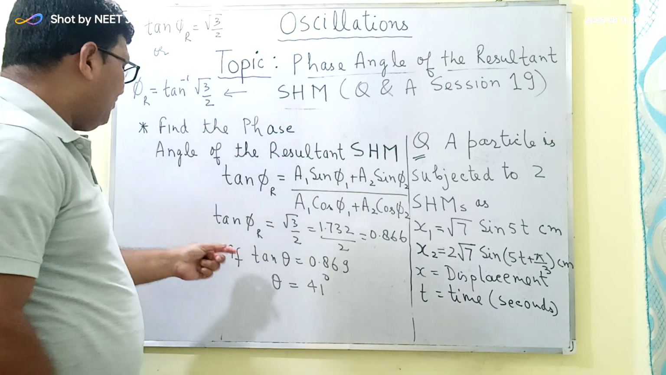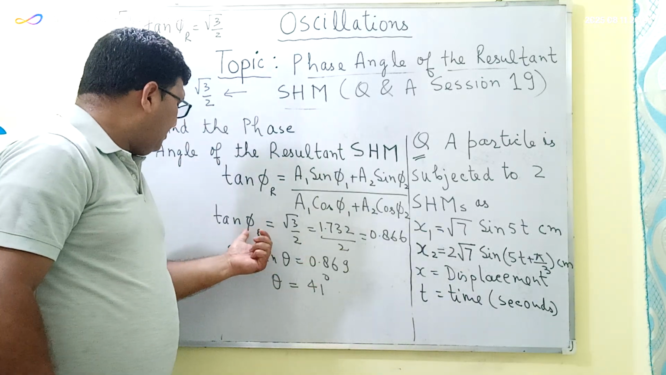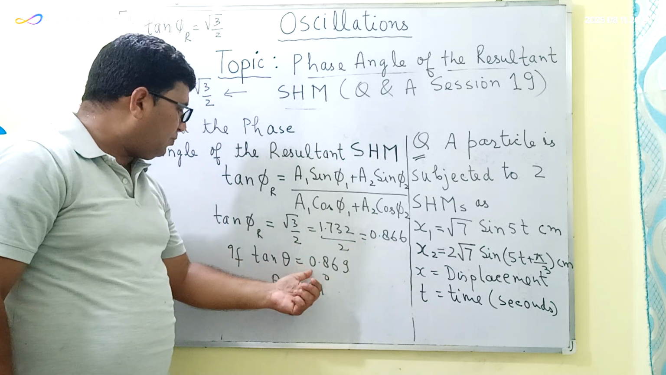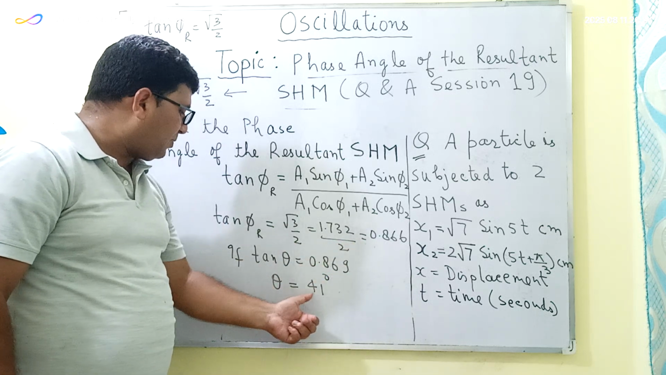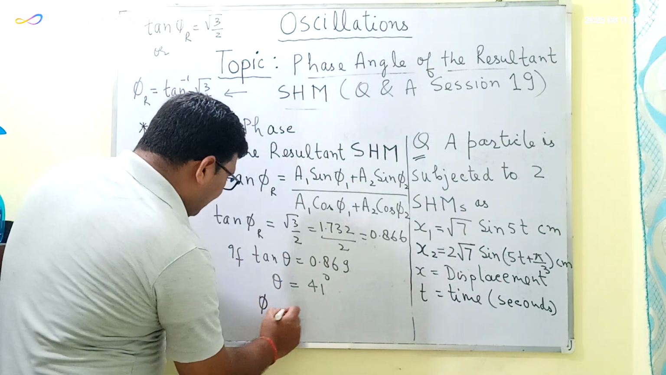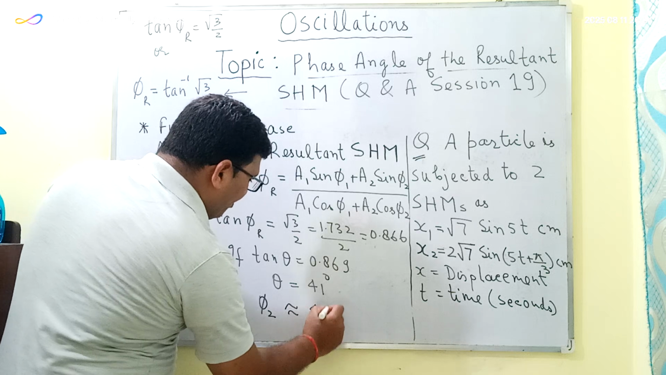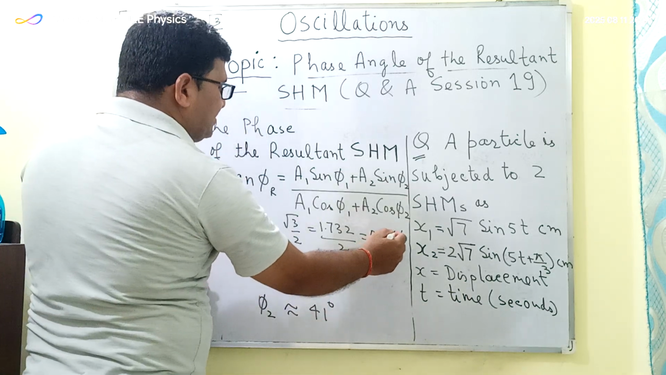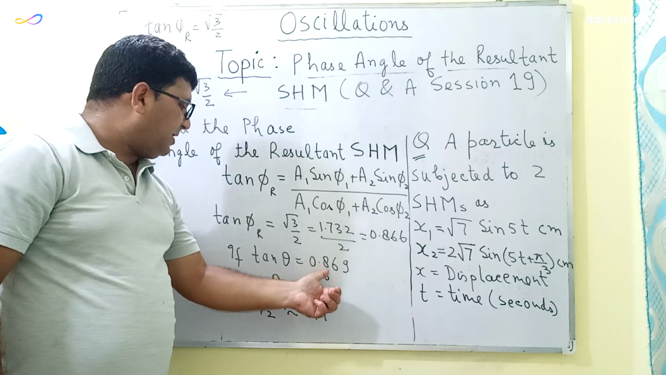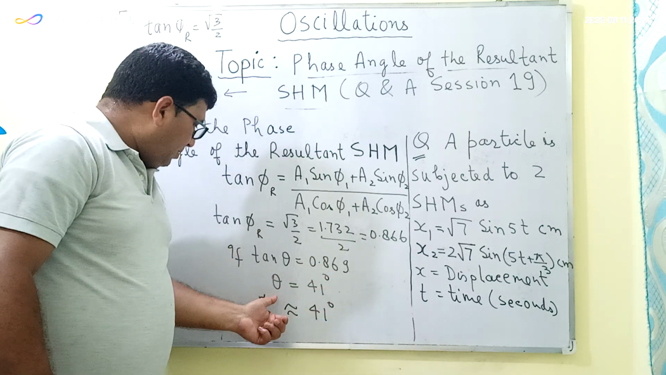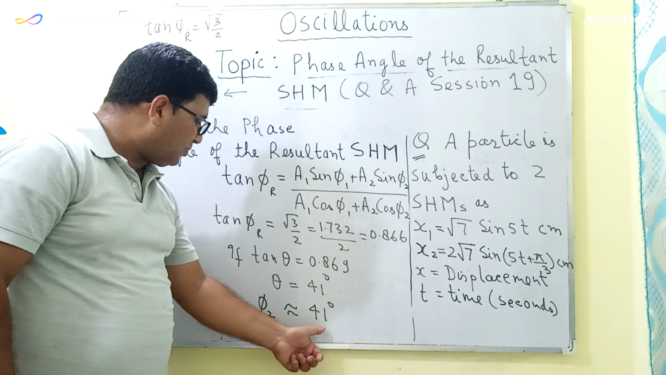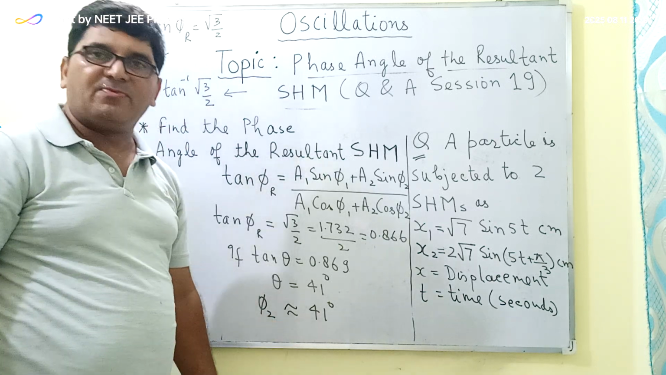So from here we can say that tan phi r is equal to 0.866, and if tan theta is equal to 0.869, then theta is equal to 41 degree. So we can say that phi r is approximately equal to 41 degree, because this value, 0.866, is almost equal to 0.869. So the phase angle of the resultant simple harmonic motion will be approximately equal to 41 degree.